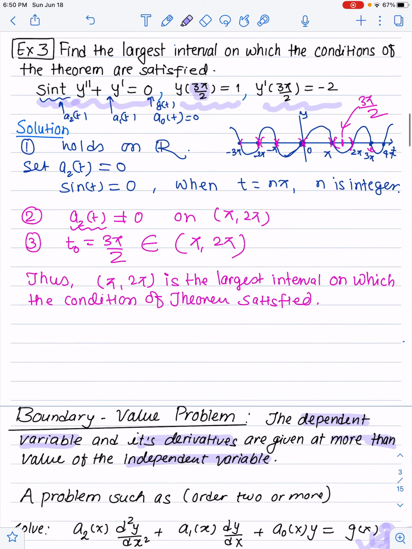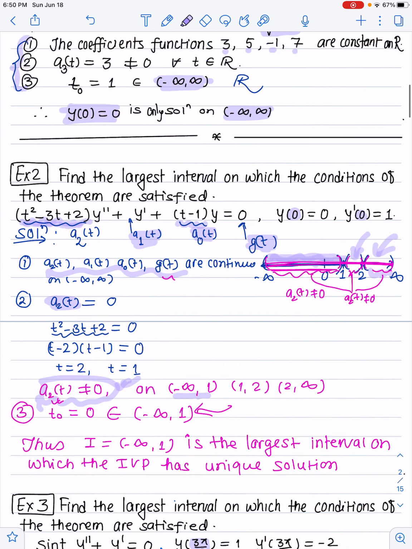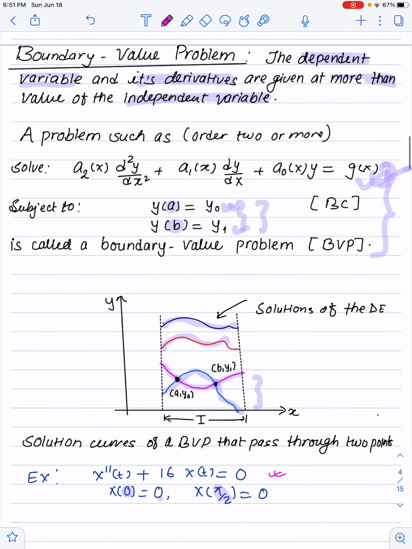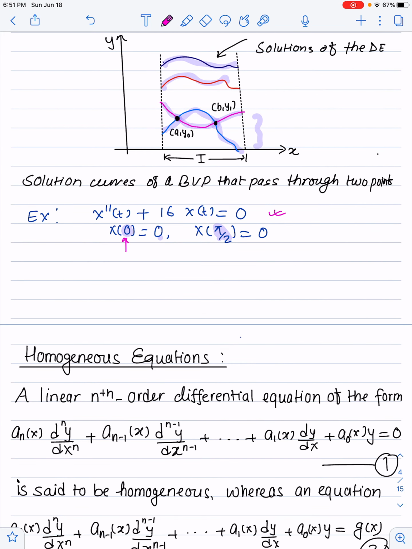When you look at the initial condition, let's go up. You can see the initial conditions y at x0 and y prime at x0 are at the same point, right? But here you can see these conditions are at different points, so more than one point. Okay, so this is called a boundary value problem, and these are boundary conditions. So that's the main difference between an initial value problem and a boundary value problem.